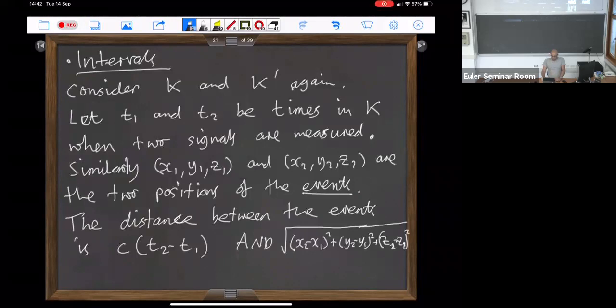As we go on, we're going to get more and more mathematical. So in order to do that, we want to introduce the concept of intervals. Let's consider these two frames again, and let T1 and T2 be the times in K when a pair of signals are measured. Similarly, we'll call X1, Y1, and Z1 the position at which the first signal is measured, and X2, Y2, Z2 the position in K when the second signal is measured.